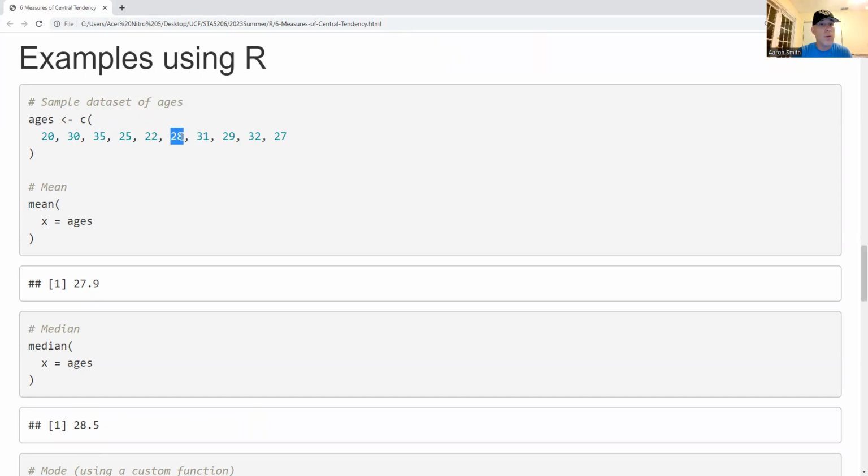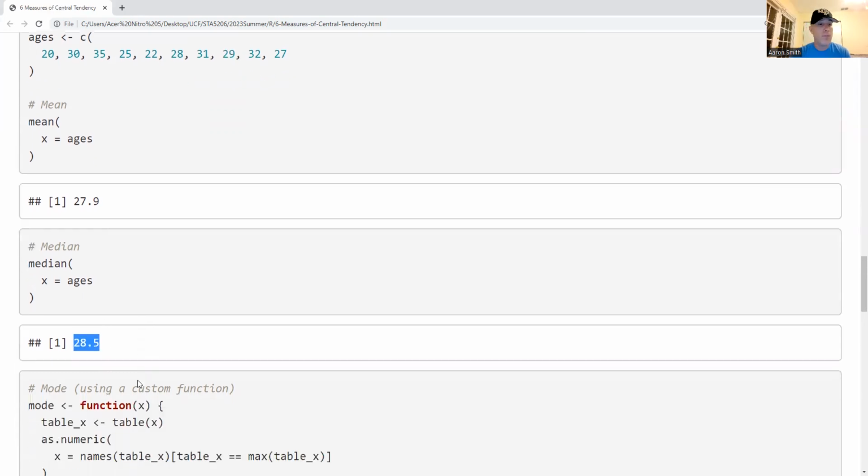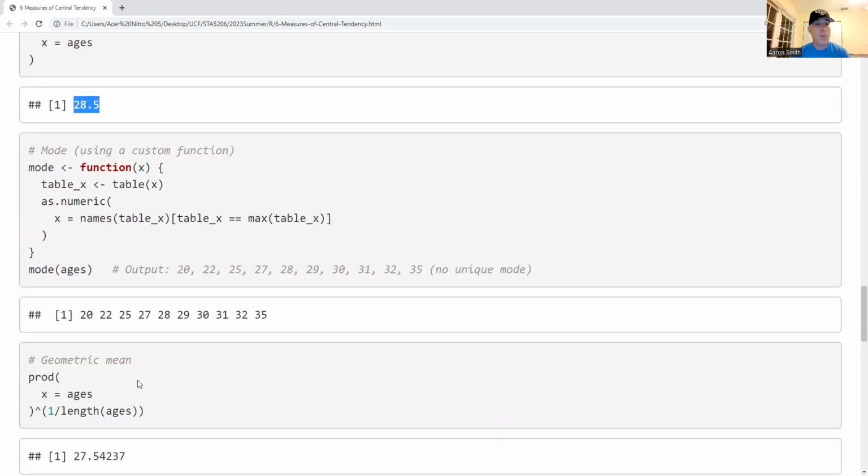4. Oh, and this is 4, and that's 5. So 28 is the 5th one, and 29 is the 6th. So these two, even number of observations, these two, 28 and 29, are my middle 2 values. If I sort these from smallest to largest, I take the average, I get 28.5.